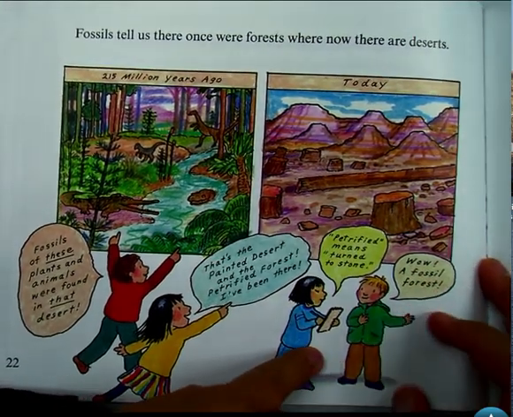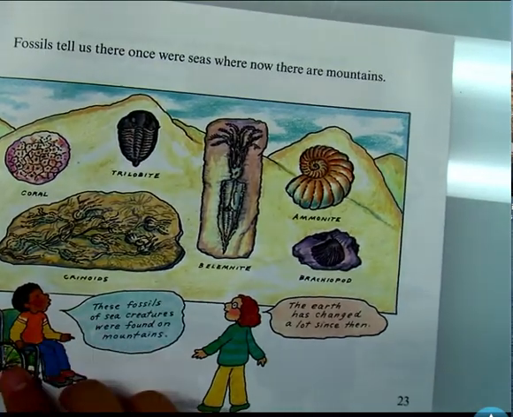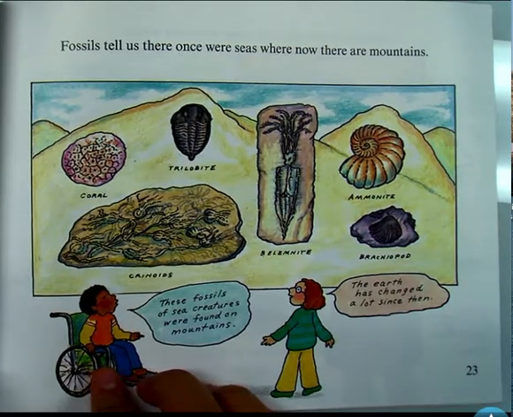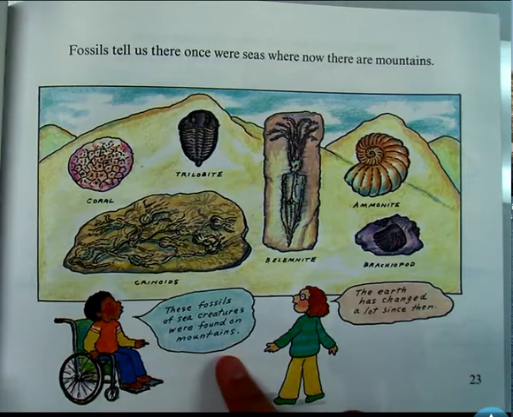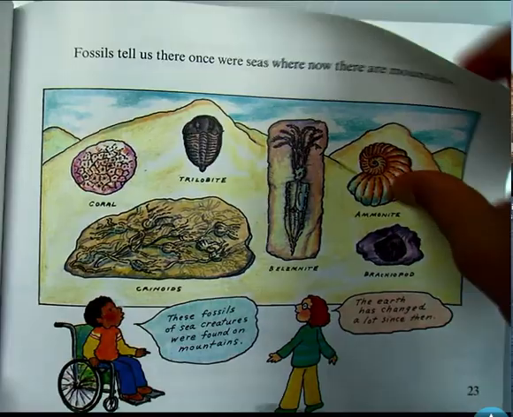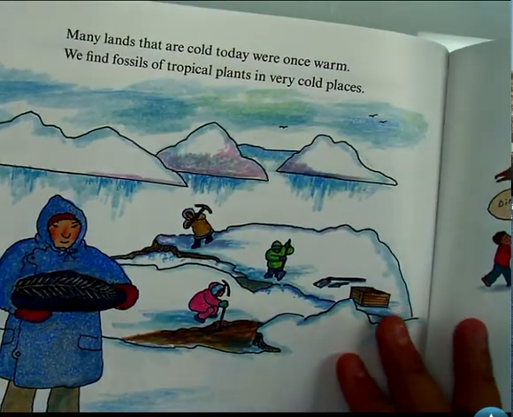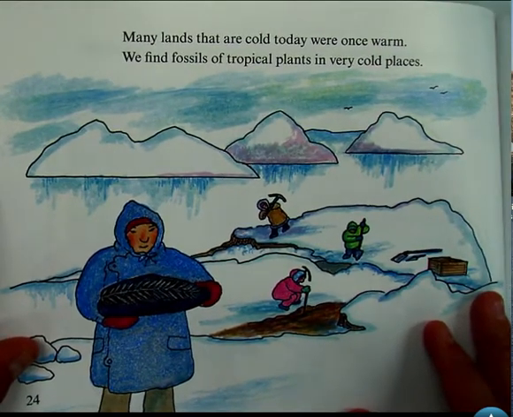Wow, a fossil forest. Fossils tell us there were once seas where there are now mountains. These fossils of sea creatures were found on mountains. The earth has changed a lot since then. Many lands that are cold today were once warm. We find fossils of tropical plants in very cold places.